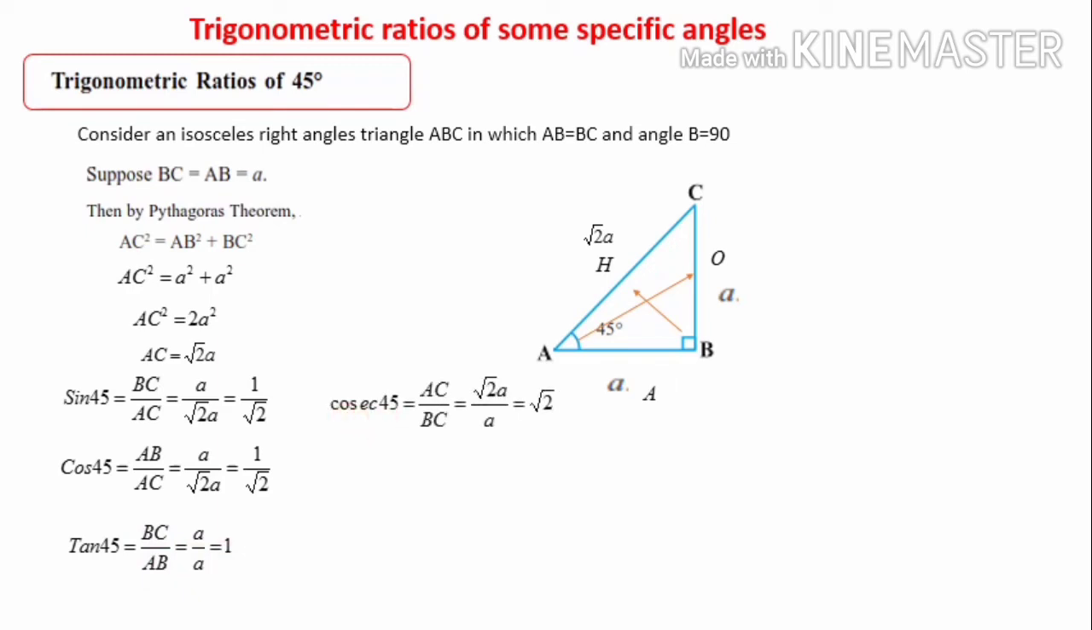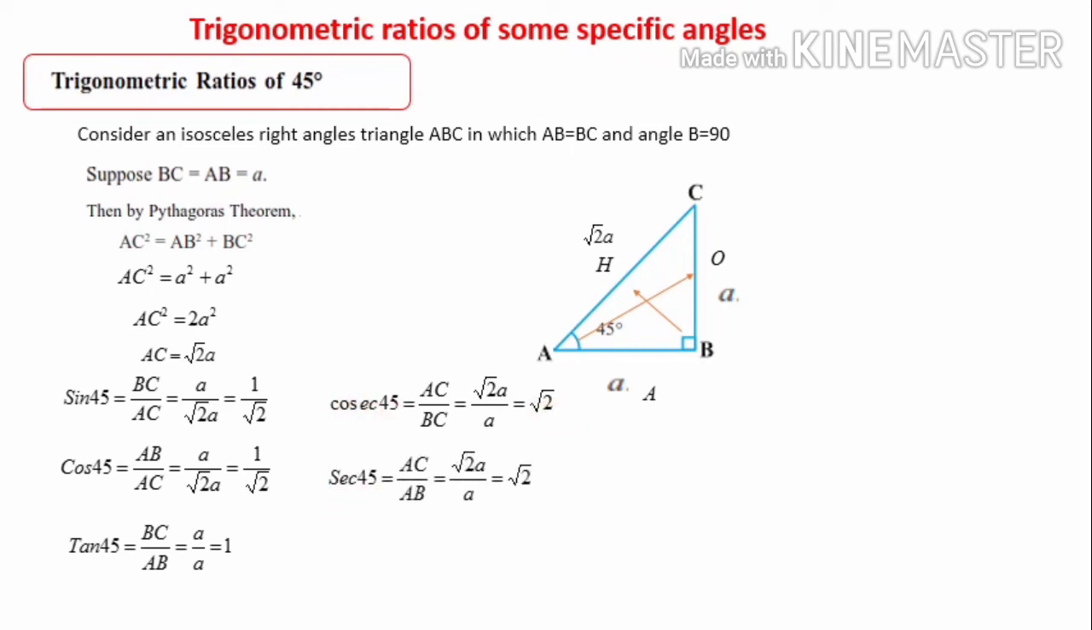Next is cosec 45. Cosec 45 is H divided by O. Here H is AC and O is BC. So AC divided by BC, that is equal to length of AC is root 2A and the length of BC is A. Here A cancelled, and finally we have got the answer as root 2. That is cosec 45 value is root 2.